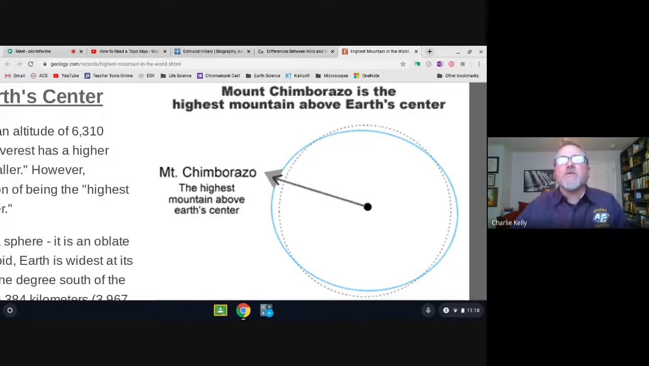So the question becomes, which one's the tallest mountain? Which one's the tallest mountain depends on how you define tallest mountain. So we want to know the difference between the elevation and its actual height based on the sea level or from the sea floor.